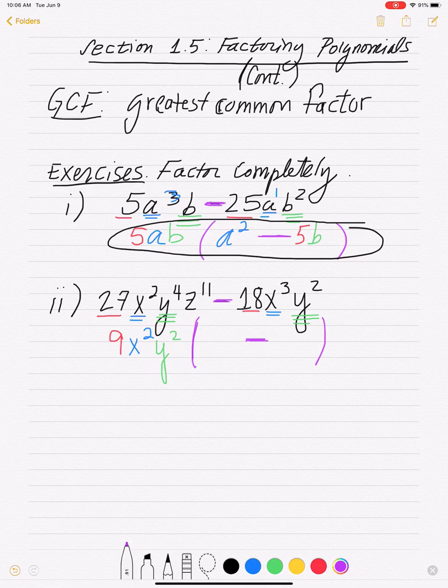So the first thing we want to figure out is what times 9x squared y squared, our greatest common factor, gives us 27x squared y to the fourth z to the 11th. First of all, what times 9 gives you 27? 3. You're already going to pick up your x squared from the front. You have a y squared in front there, so the question is, what times y squared will give you y to the fourth? And the answer is y squared. And then you also have to include a z to the 11th.